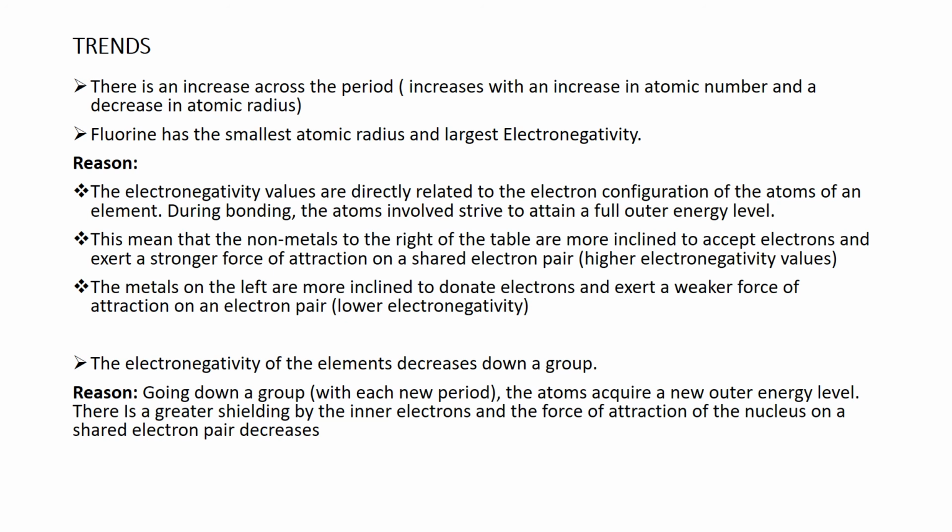Another trend that we see is in a group. So the electronegativity of the elements decreases as you move from up to the bottom of the group. The reason for this is that as you go down a group, the atom acquires a new outer energy level. So we have greater shielding by the inner electron. So shielding, just remember the circle of dancing people that I made example of earlier. So as you add more outer energy levels, you get more shielding by the inner electrons, and the force of attraction of the nucleus on each shared electron pair decreases.